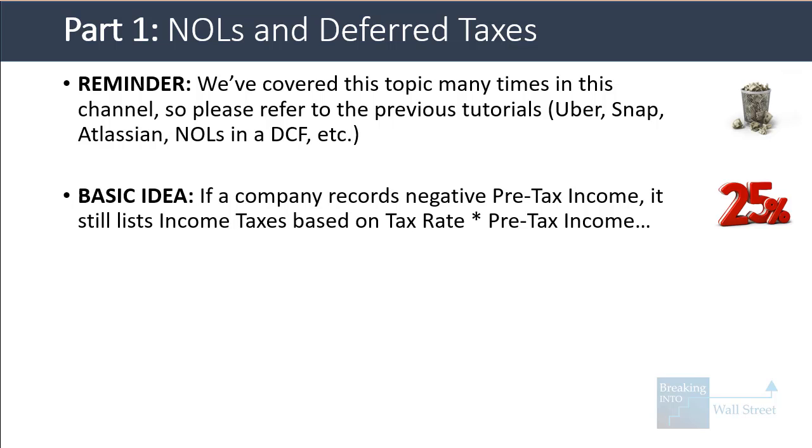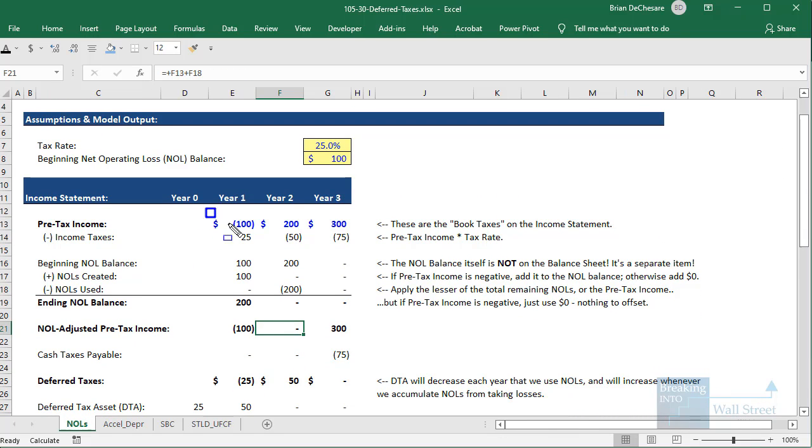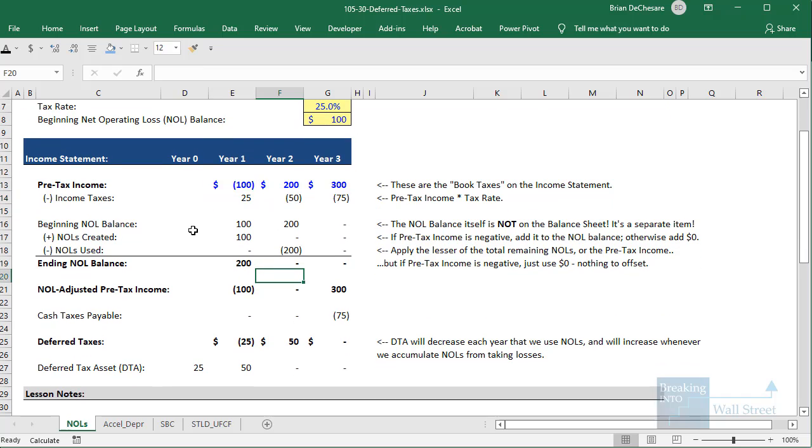The basic idea is that if a company records negative pre-tax income, it should still list income taxes based on its tax rate times the pre-tax income. So let's look at an example of this in the accompanying Excel file here. I'll go to the NOLs tab. You can see here the company has negative 100 in pre-tax income in year 1. And so it lists income taxes based on this negative 100 times the 25% tax rate. It looks like they actually get a tax refund because the income taxes are not negative on the income statement.